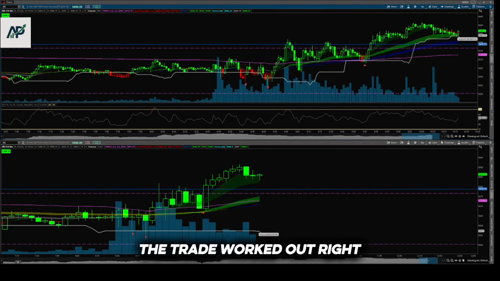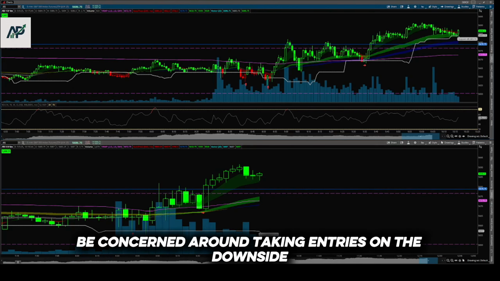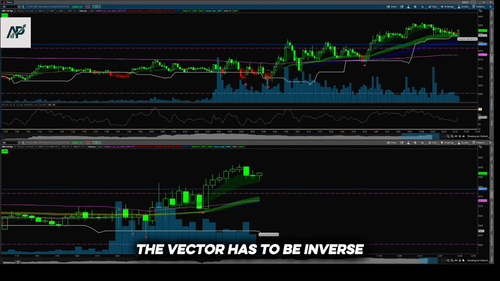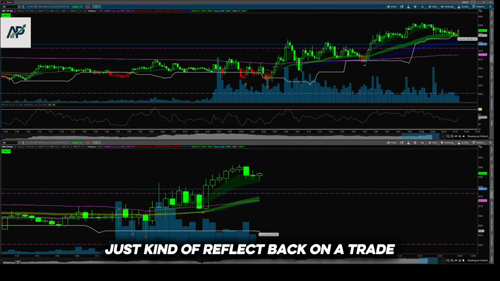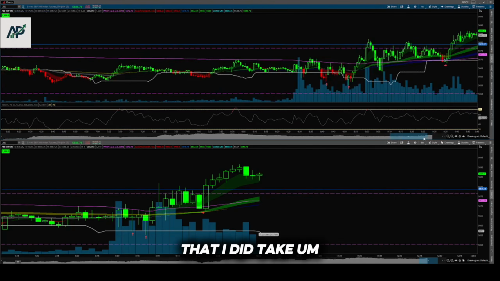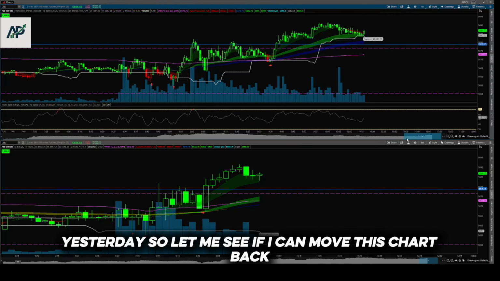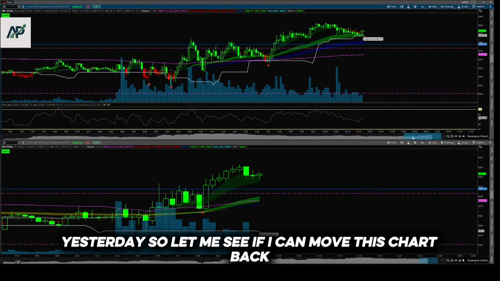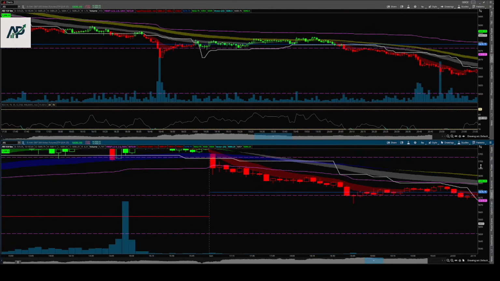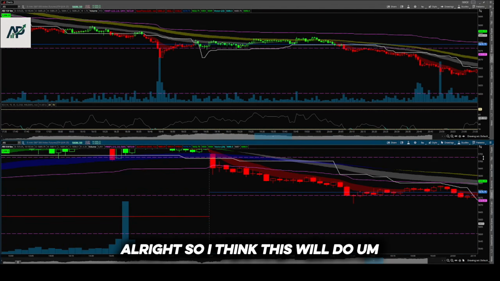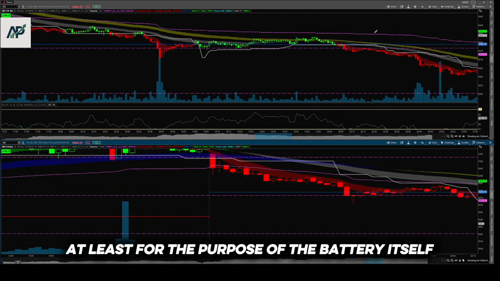and the trade worked out, right? I think you guys will probably be concerned around taking entries on the downside because the vector has to be inverse. So I'm just going to reflect back on a trade that I did take yesterday. Let me see if I can move this chart back. All right, so I think this will do, at least for the purpose of the vector itself.